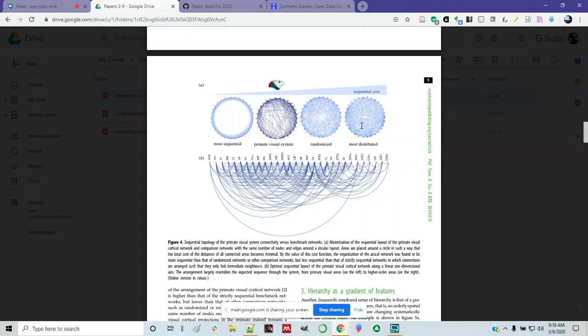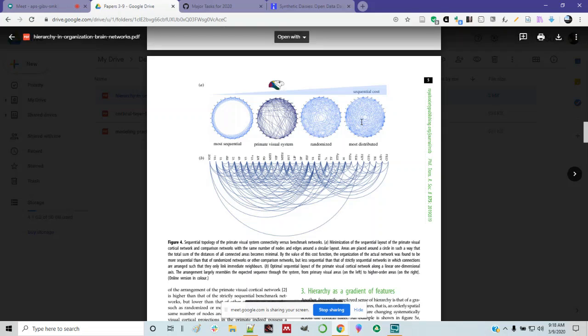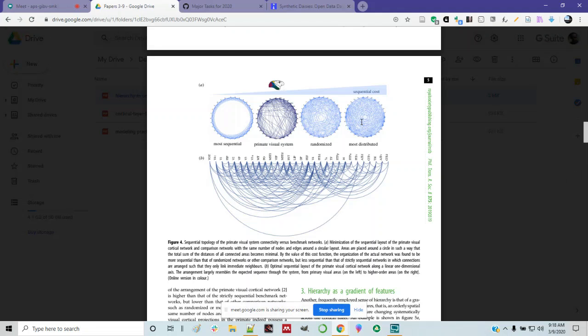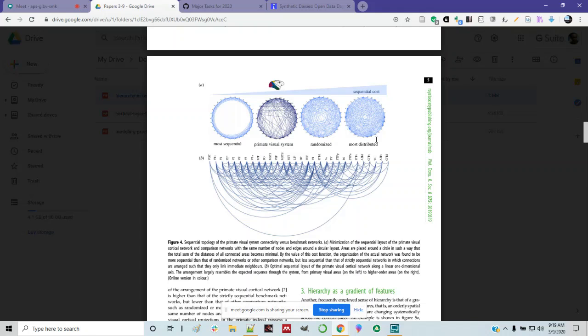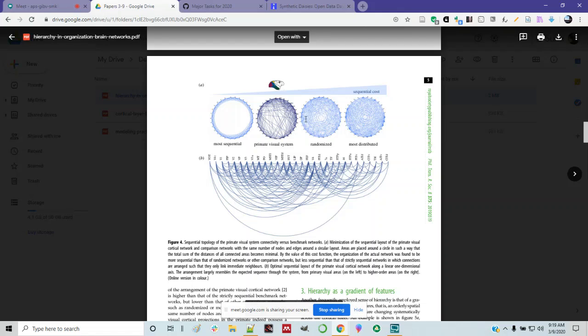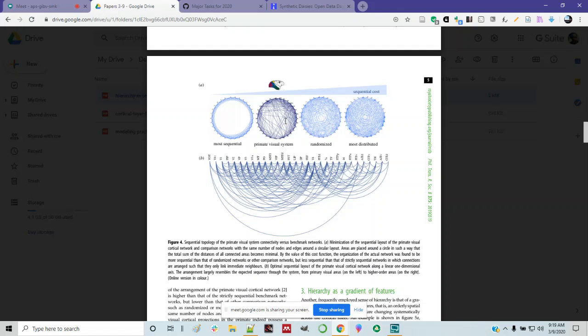So then you go to the most distributed. This is not randomized, and this is not most sequential, but this is, I guess, where nodes are connected to things that are the farthest away from it. And so it's most distributed. You try to break up all the local connections, and you have this most distributed network. It actually looks like maybe a little bit more pattern than the randomized one, but it resembles a randomized result. But still, the primate visual system doesn't resemble that either.